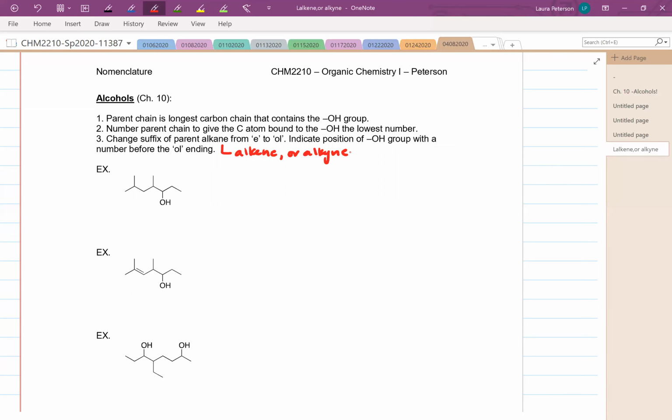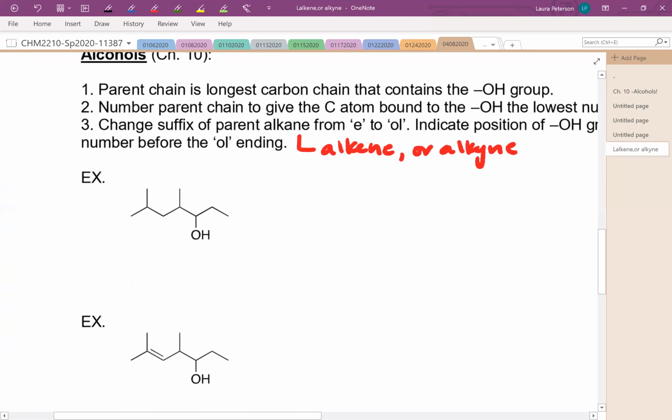Okay, so let's go ahead and practice that with these molecules that we have here. All right, so we can clearly see that the hydroxyl group in this first molecule is closer to the right-hand side of the carbon chain. And so it would make sense then to start numbering at that right-hand side. Okay, so we're going to start numbering at the right, and we'll number towards the left, and that gives the alcohol the lowest possible number.